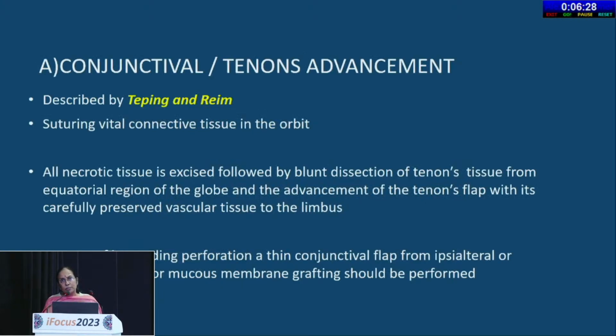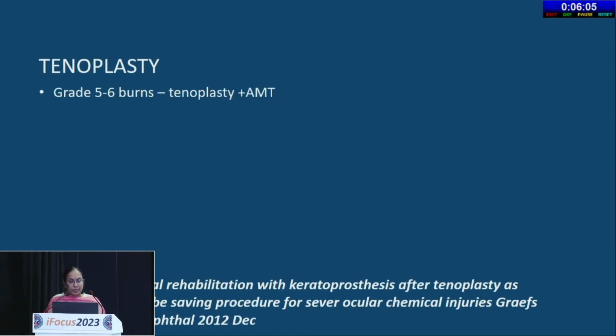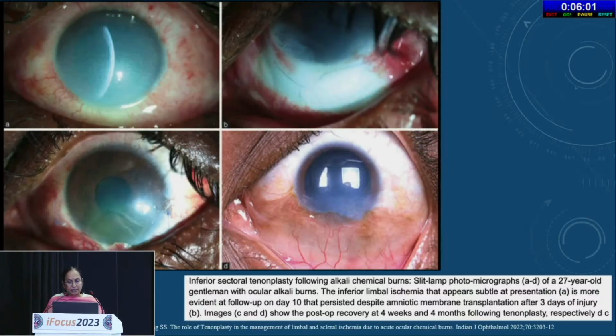Like Sir said, you can use 10-0 monofilament nylon, which we were using earlier. And when you put it on the conjunctiva, to make sure it's not gone, you can use 10-0 or 8-0 Vicryl. Now, Tenon's advancement. When it is grade 4, 5, and 6, you have to remove all the necrotic tissue, followed by blunt dissection of the Tenon's membrane, and advance the Tenon's. What happens is it brings in blood vessels there. This procedure was given by the Shankar Netralaya group.